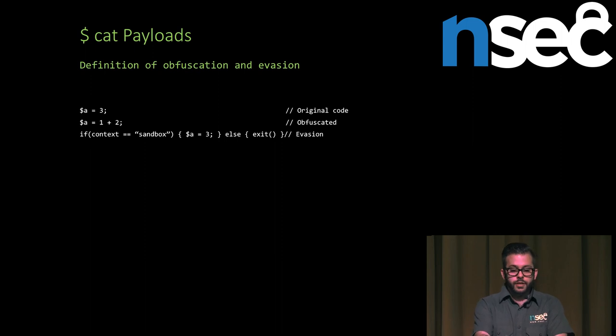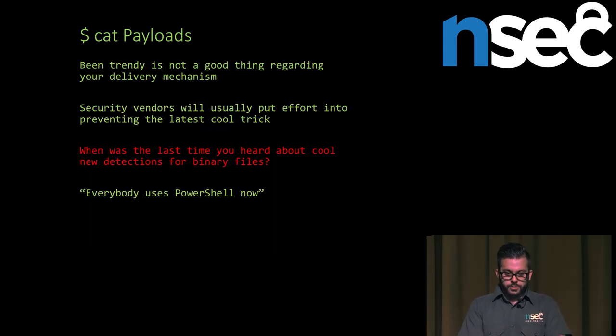If you're doing evasion, you're going to use specific conditions to act differently. So in this case, let's say if context equals sandbox, so we're fingerprinting the sandbox in a certain way, okay, fine, you can do 3. If it's not the case, just exit. So in this case, the code is never going to run. And most sandboxes will say, yeah, your code is fine. We didn't detect anything suspicious.